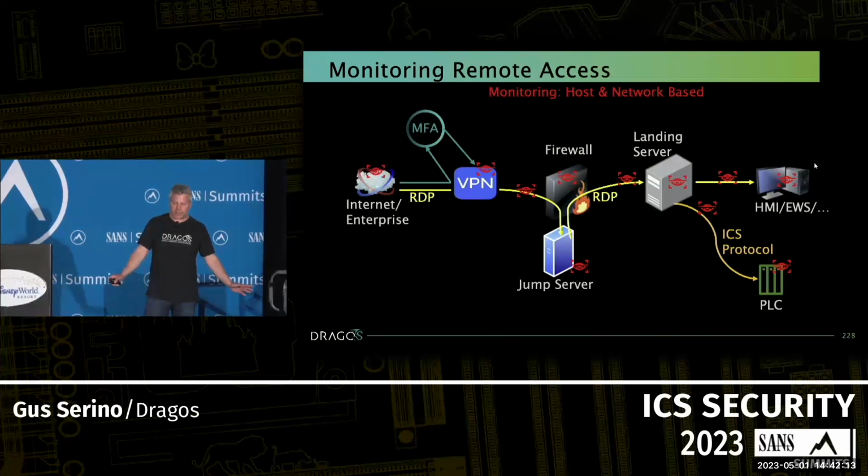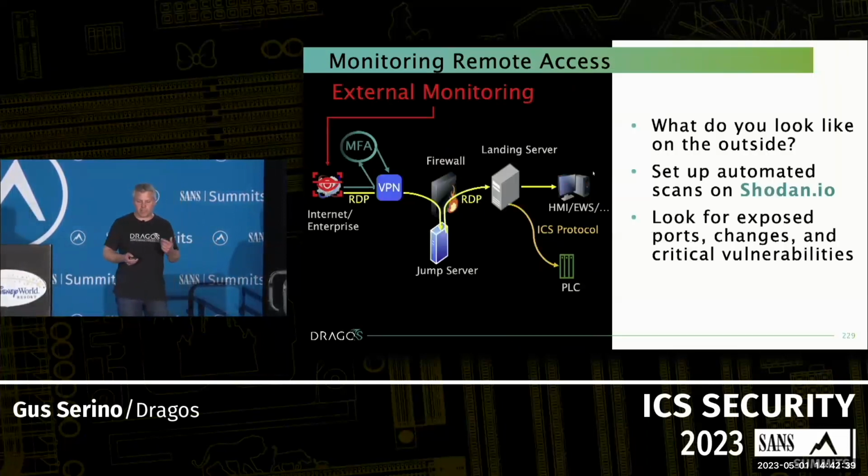So the next piece that's really important to secure remote access is monitoring, right? Having all that protective stuff that we just talked about in those previous slides can all be bypassed if you're not monitoring. You're not going to be able to tell when they're abusing your existing access and doing whatever they need to do on the inside or the OT. So I'm going to go through a few slides talking about various aspects of monitoring remote access, starting first at the external point. What do you look like to the internet or to the outside world?